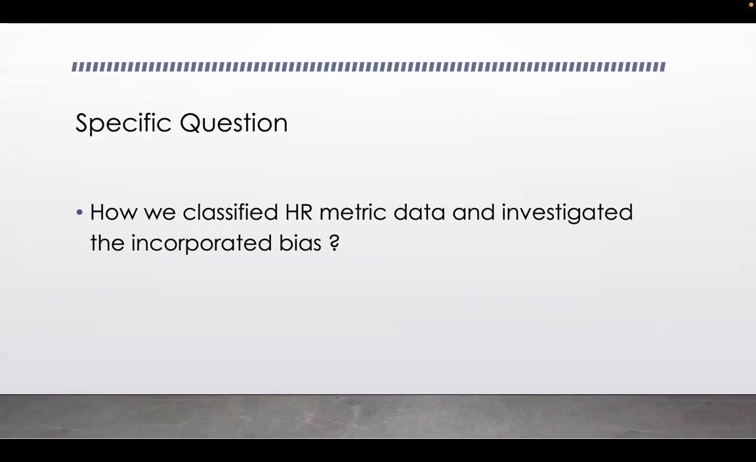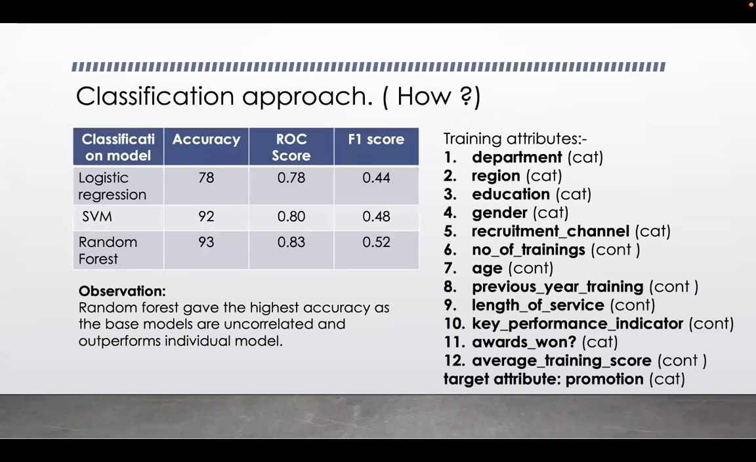The goal of this project was to first classify the data and then investigate the incorporated bias. These are the different classification models that we have used: logistic regression, SVM, and random forest. Going to the data set, these are the attributes that we are training on, and we are targeting the promotion attribute.